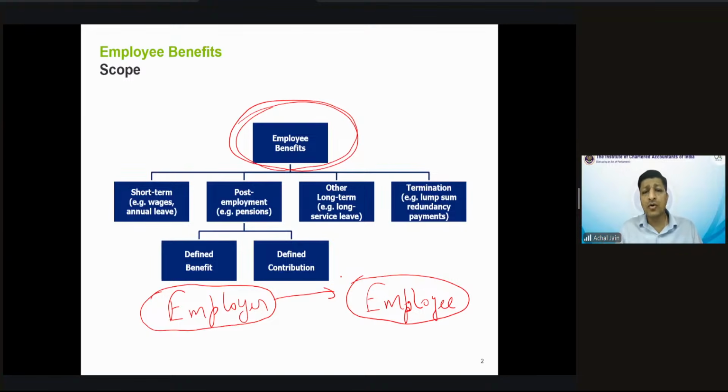All of these are the contributions, considerations, by whatever nomenclature you want to call it, which are given by the employer to the employee. In this case, one important condition is attached. Such an amount should be payable by the employer to the employee because the employee is rendering services for the employer. So the employer is paying some amount, let me just call it consideration.